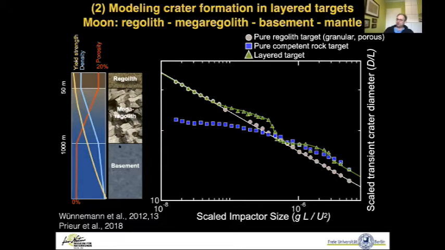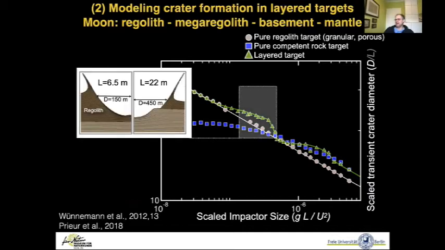When you have the competent rocks, so this is the basement material, you get this blue line that at the small scale has purely strength-dominated craters, the ones that you've seen also in the sandstone lab experiments. And then it bends over into a similar behavior as the granular material with a slightly different slope. But when you have this sandwich package here, then you get this green line. So you get these bumps in the scaling line, where we get this nested or circular crater morphology at each of these bumps.